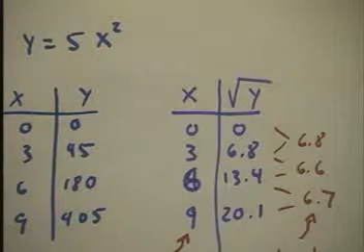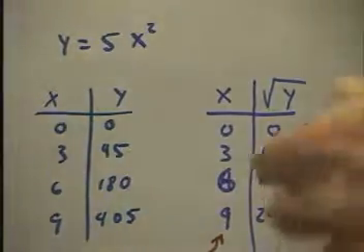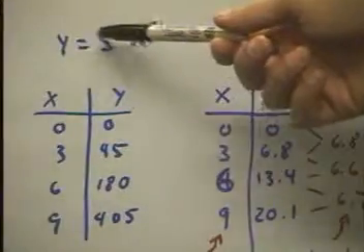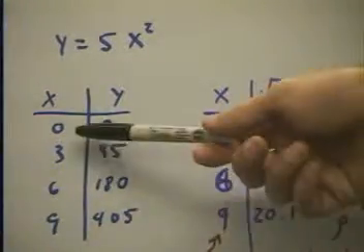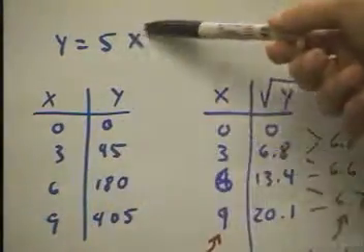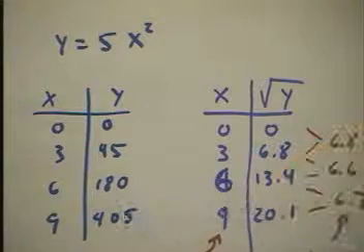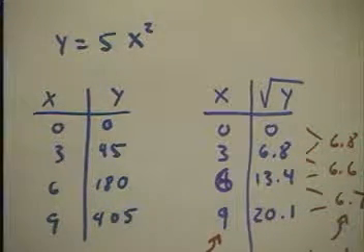We now look at the process of linearizing a function. The situation here, we're given the function y equals 5x squared. We're asked to make a table for this function using x equals 0, 3, 6, and 9, which we do, just substituting these numbers in for x. And then we're asked to linearize this function.